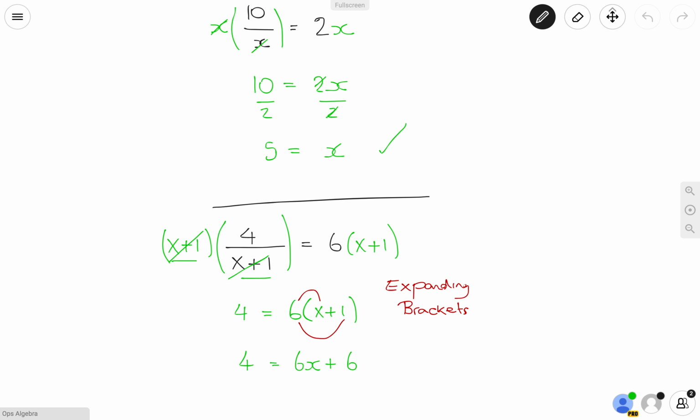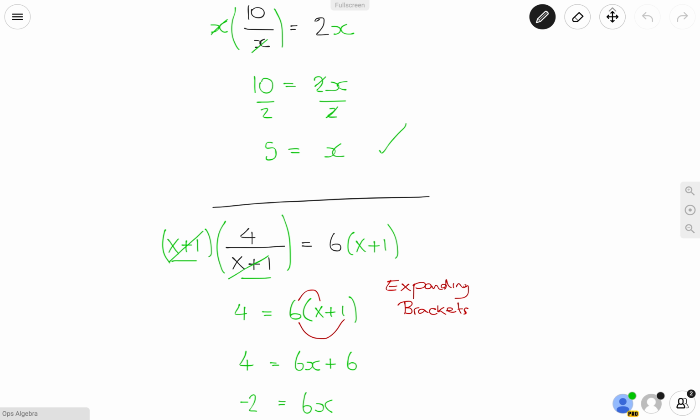And now we go ahead and solve. As we usually do, our x is on the top. We've done this before. Let's move the 6 over. The plus 6, so we do minus 6. So we get minus 2 on the left, because 4 minus 6. And I'm going to get 6x on the right.